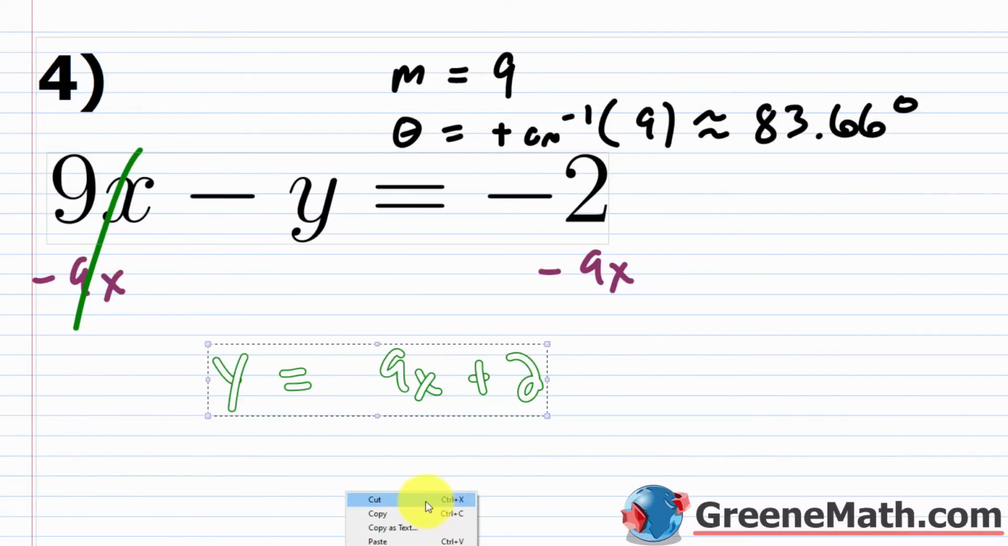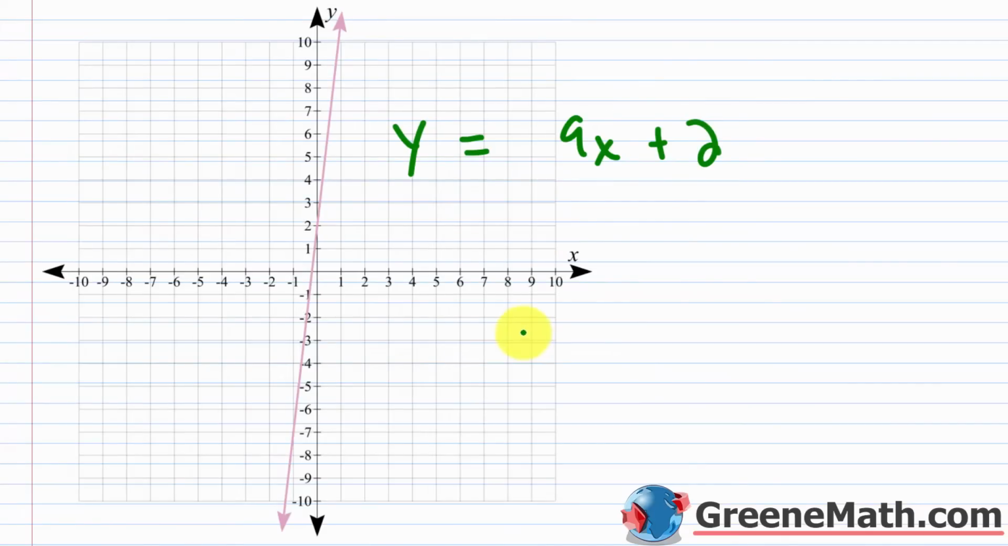Okay, let me grab this real quick. We'll come down here and look at this guy. So the y-intercept occurs at (0, 2), and the slope is going to be 9. So you can look at a point going down 9: 1, 2, 3, 4, 5, 6, 7, 8, 9, and then to the left 1. So that's a point on the line.